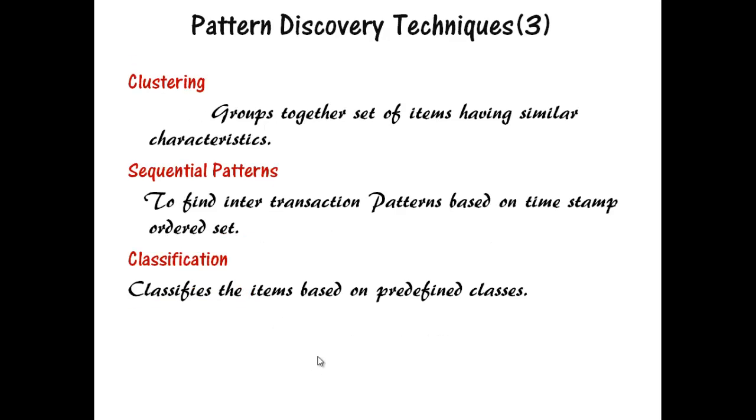Clustering. Clustering is a technique to group together a set of items having similar characteristics. For example, persons who applied for a credit card were in the age group between 25 to 30 with annual income of $40,000 to $100,000.